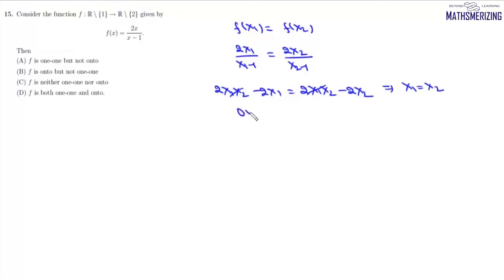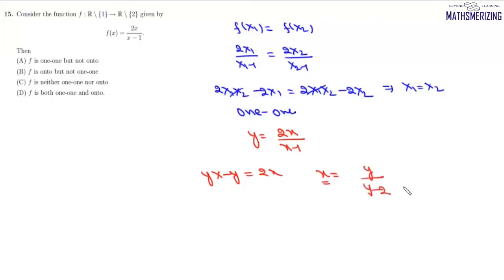That means this function is a one-one function. Now we'll find its range. We're given that y equals 2x upon x minus 1. We'll cross multiply. We'll write yx minus y equal to 2x. x will be y upon y minus 2. Now since x is real, y minus 2 is unequal to 0. So the range of this function is y unequal to 2.